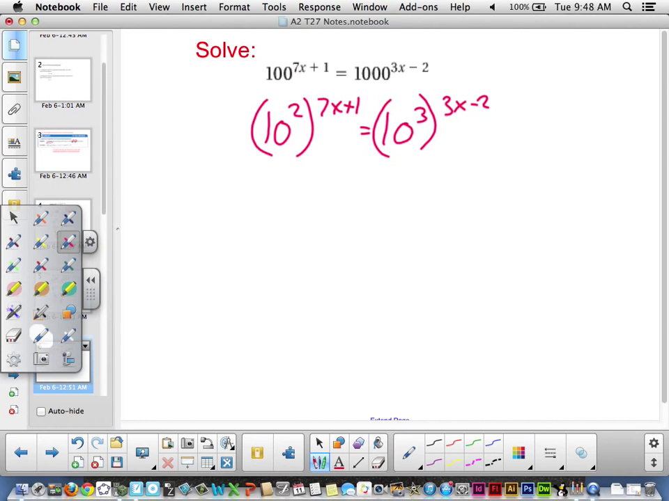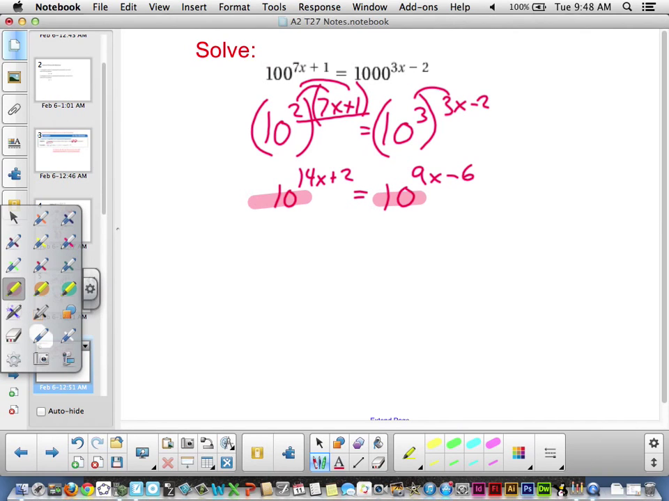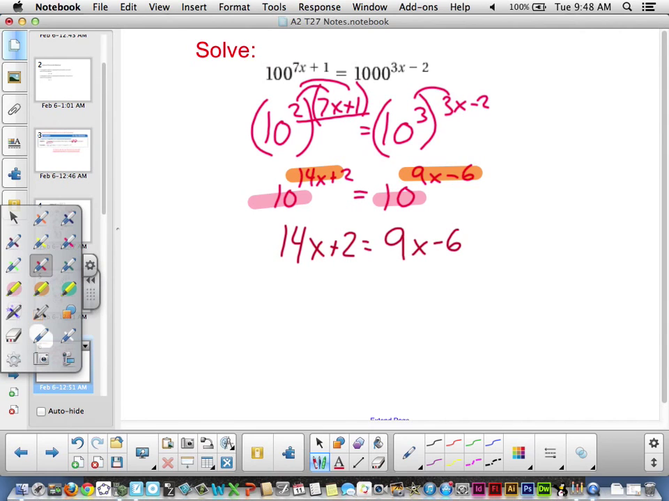Now remember, when we simplify, we want to multiply, but remember to group it so that we can distribute the 2. So this becomes 10 to the 2 times 7x is 14x plus 2 equals, distribute here, we got 10 to the 9x minus 6. And again, our bases are the same. Therefore, so must the exponents be the same. So we can rewrite this as 14x plus 2 equals 9x minus 6.